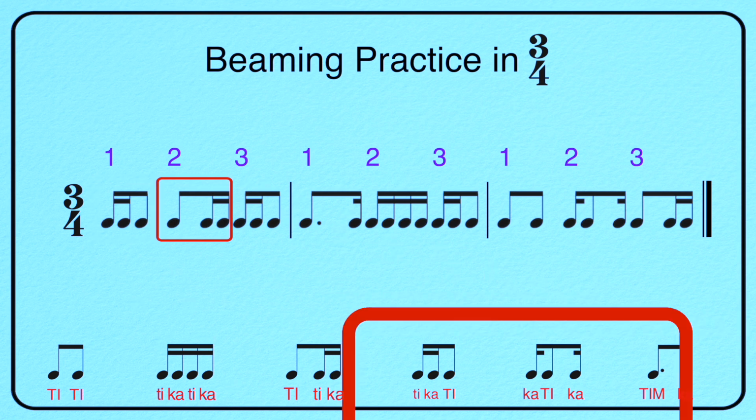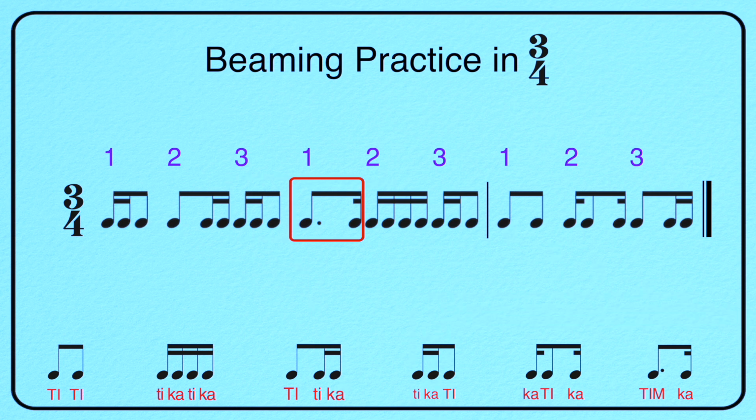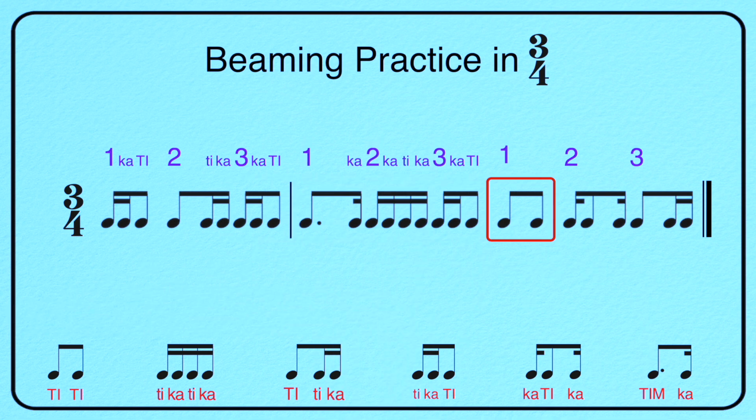Tick-a-tee, tee, tick-a-tick-a-tee. Tim-ka, tick-a-tick-a-tick-a-tee. Tee, ka-tee, ka-tee, tick-a. Now let's try to get the beat in there. Remember, we just replaced the first rhythm syllable with the beat number. Here we go. 1 ka-tee, 2 tick-a, 3 ka-tee. 1 ka-2 ka-tick-a, 3 ka-tee. 1 tee, 2 tee, ka-3 tick-a. There we go. Let's practice that one more time.